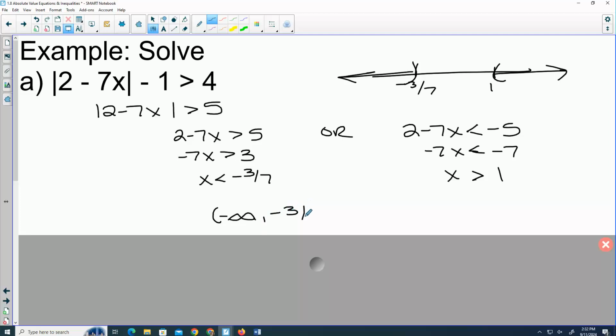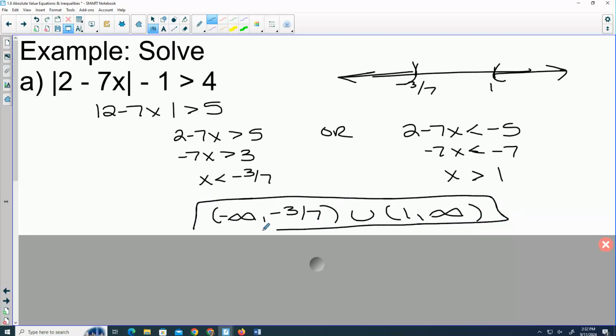-infinity to -3/7 union 1 to infinity. So saying any number smaller than -3/7 or bigger than 1 would work.